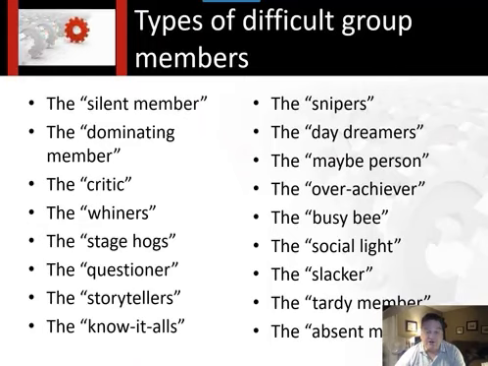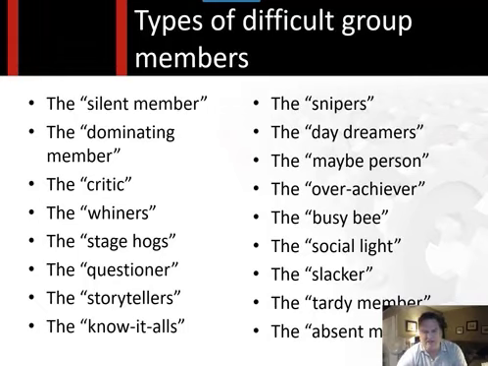So let's go through this list quickly of the difficult group members. Some of you may say, "Hey, I've had one of those difficult group members before." Maybe you have the silent member that just doesn't speak up at all. They're really silent and they stay isolated. Or the very dominating member that is domineering and really takes over the group discussions. Or there's the critic who always challenges and criticizes every idea that's shared within the group. Whiners just complain and whine about everything the group shares. Stage hogs like to have the stage all the time and speak. I know people like that. You can never seem to get your word in.